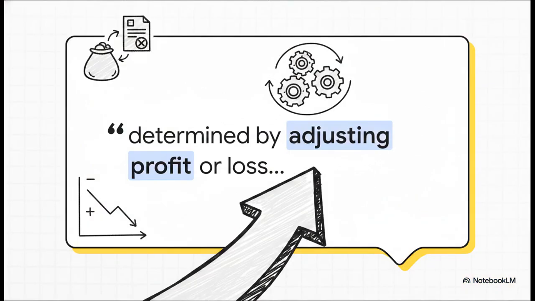Let's look at exactly what the standard actually says. Paragraph 20 of Ind AS 7 explains the indirect method quite clearly. It states, under the indirect method, the net cash flow from operating activities is determined by adjusting profit or loss. Stop right there. I want you to mentally highlight that phrase, adjusting profit or loss. That right there is the starting line. Everything we do in the indirect method has to stem from that initial figure.